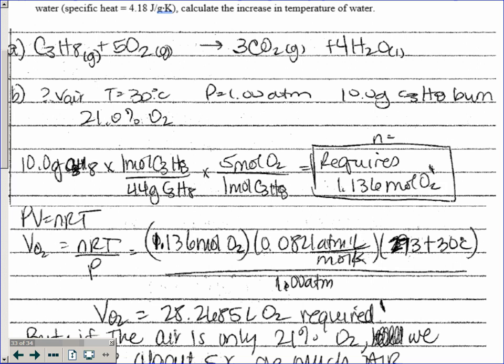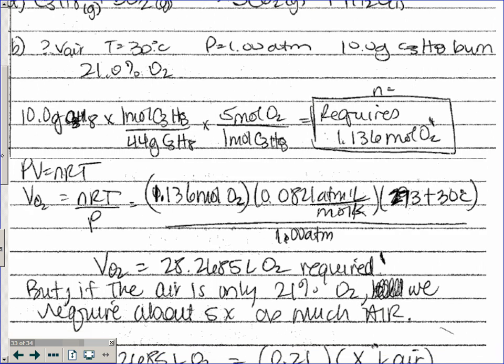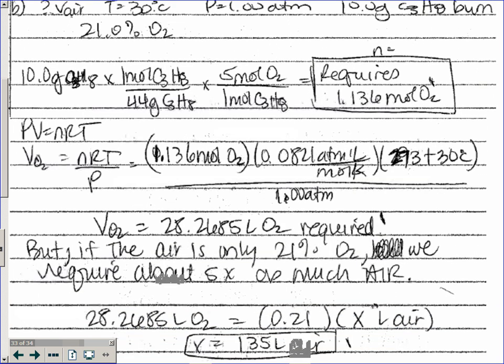When you take your 10 grams of propane, convert it to moles, this gives you the relationship between propane and oxygen, which is the piece that's relevant up here. For all of this propane to burn, you need basically 5 times as much. In terms of moles, that's 1.136 moles of oxygen to fully burn all the propane. Then you plug the n, the oxygen, into the ideal gas law, using the temperature and the pressure they gave you, and you can solve for the oxygen volume required. That should be about 28 liters, so 28.3 liters of oxygen.